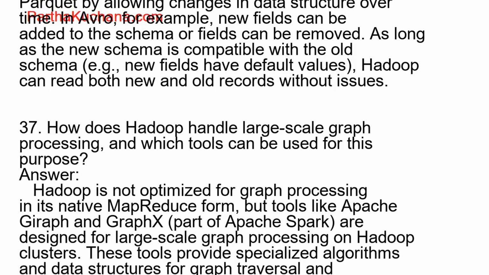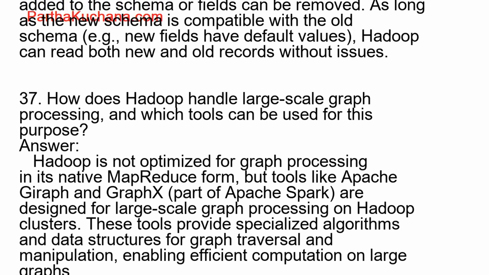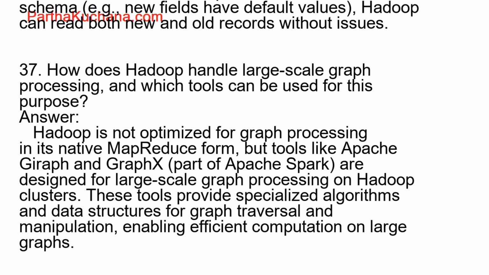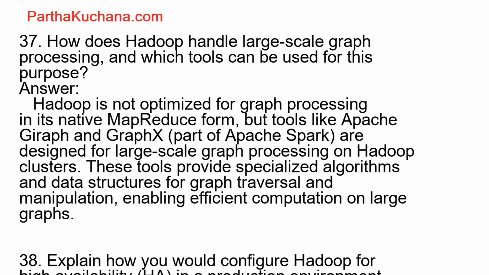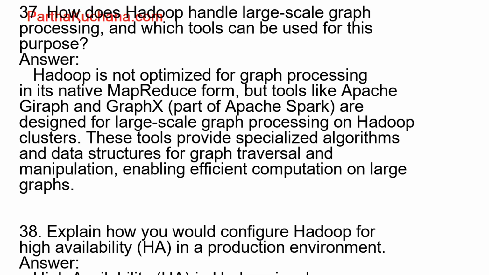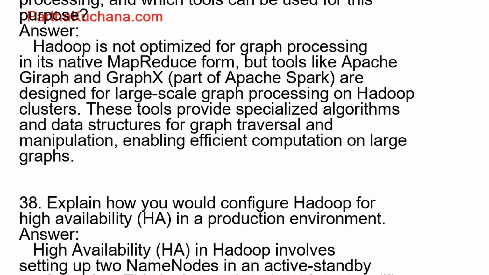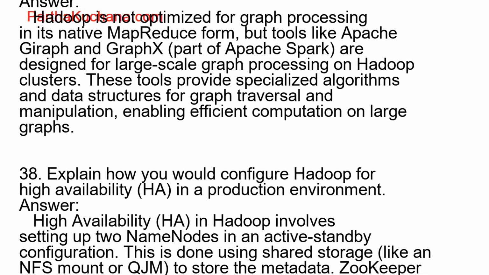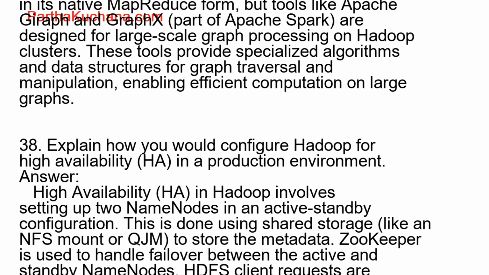39. What is the purpose of the Hadoop schedulers, and which ones are commonly used? Answer. Hadoop schedulers are used to allocate resources to different jobs in a YARN cluster. The most common schedulers are FIFO, first in first out, where jobs are processed in the order they are submitted. Capacity scheduler allocates resources based on predefined quotas, ensuring that each queue receives a fair share of resources. Fair scheduler ensures that each job gets an equal share of resources over time, allowing smaller jobs to finish quickly even if larger jobs are running.